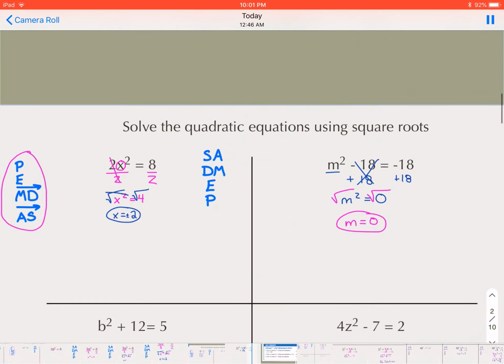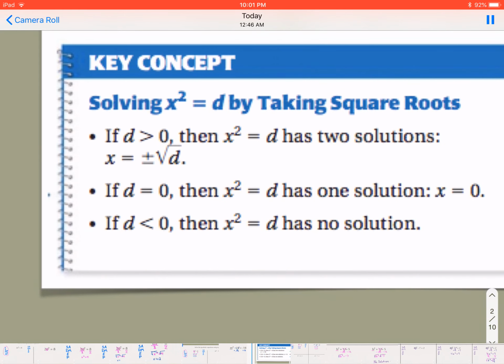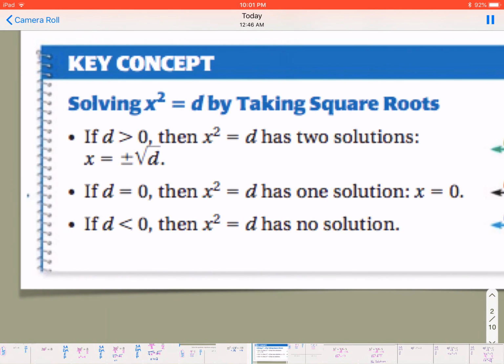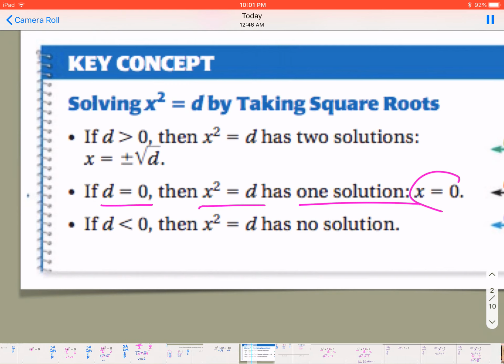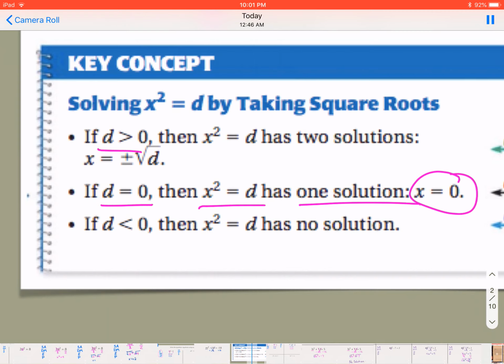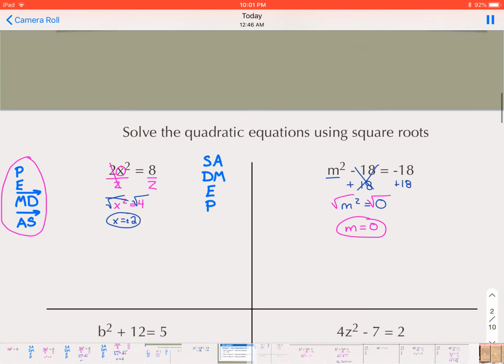If I scroll back up real quick, it says if x squared equals d and d equals 0, we'll have one solution, which is x equals 0, like we did in the last problem. On the first problem we did, d was greater than 0, so we were left with plus or minus whatever the square root of the d term was. Back down to another example.